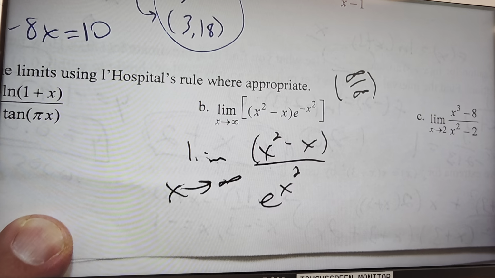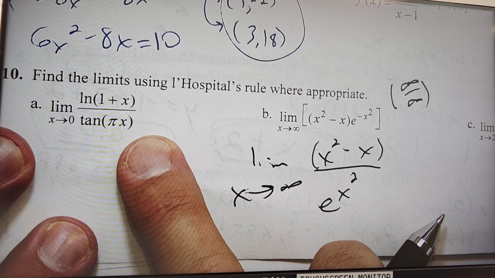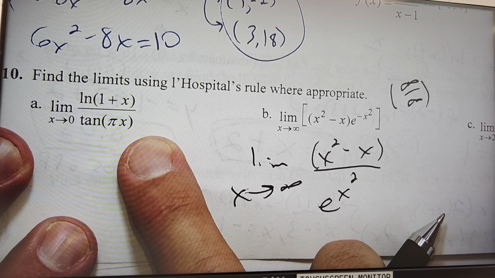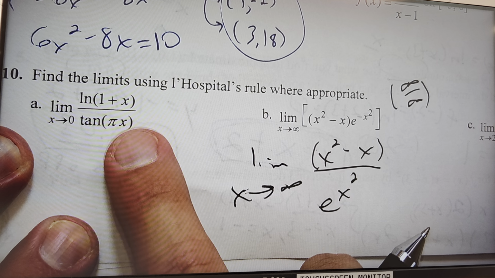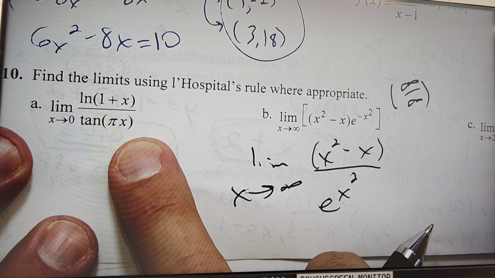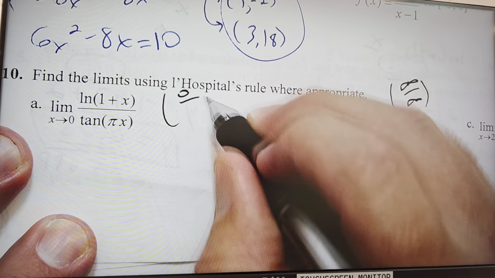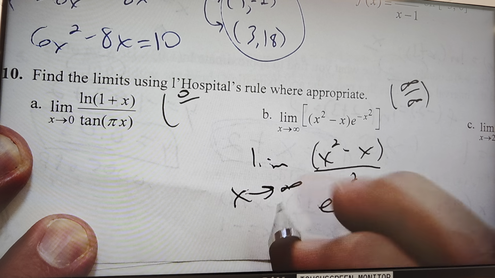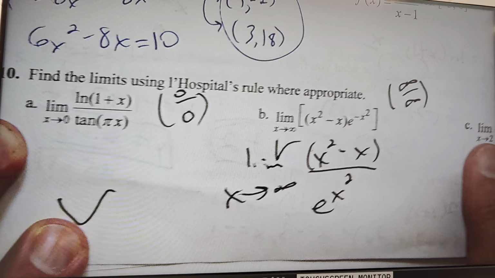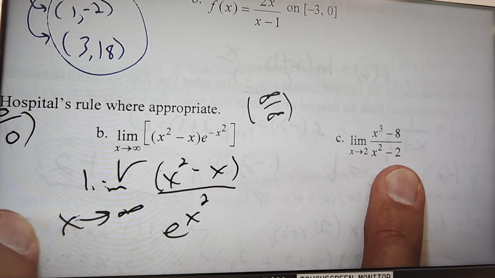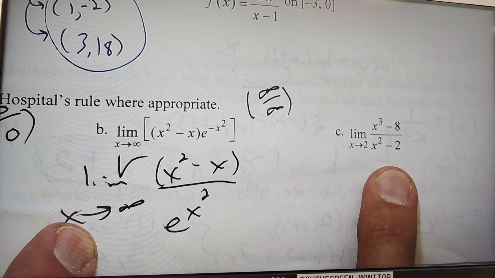What about this one? Is it a ratio? Of course it is. It's got a top and a bottom. Is it indeterminate? What's natural log of 1? Just 0. What's tangent of 0? 0. Is that indeterminate? Yeah. So L'Hopital's rule works here, L'Hopital's rule works here. So apparently it won't work here. Why not? It's not 0 on the bottom. It's not indeterminate. It's 2 on the bottom.